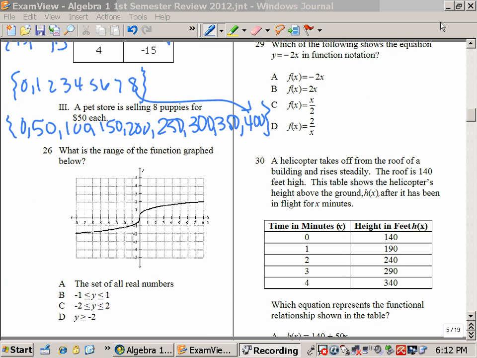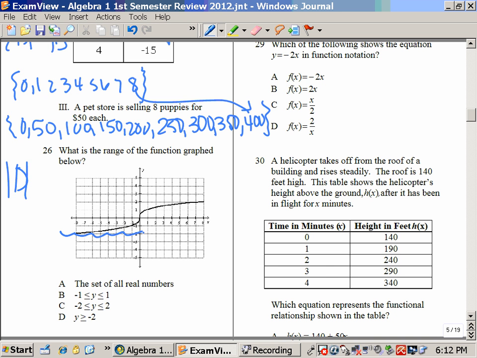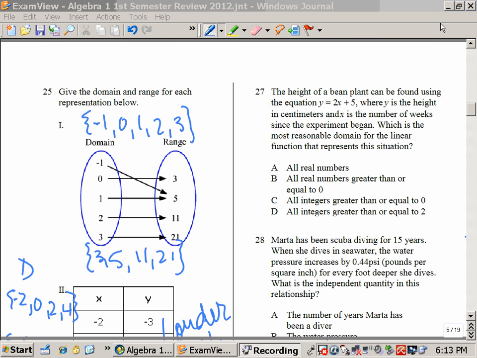Number 26, I have to find the range. Well, domain is when you draw the lines going up and down, and range is rivers. So I'm going to do the rivers going across. Since this problem does not have arrows, I'm assuming that it stops right there. So my lowest value is -2. My highest value is 2. So C is going to be my answer.